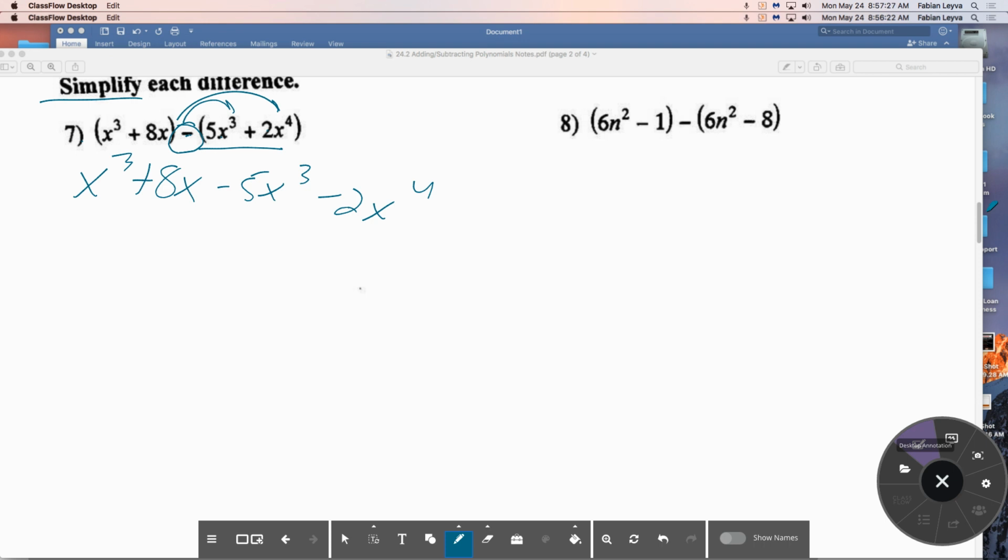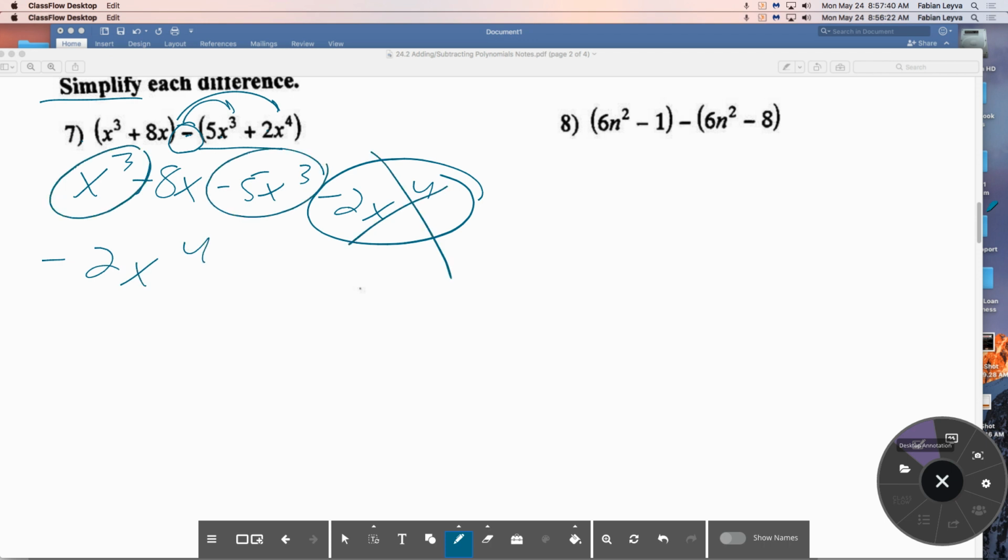Now looking at all these exponents, I see the biggest one's an x to the 4, a negative 2x to the 4. Is there any other x to the 4s? No, so I'm just going to rewrite it over. Now I notice I have an x to the 3 here. Is there another x to the 3? Yes. I'm going to write that 1 there so it's visually there for me. And that's 1 plus a negative 5. What's 1 minus 5? Negative 4, x to the 3rd, exactly right. Cross those out. Notice I have a positive 8x. There's nothing else to do, so I'm just going to rewrite it over.